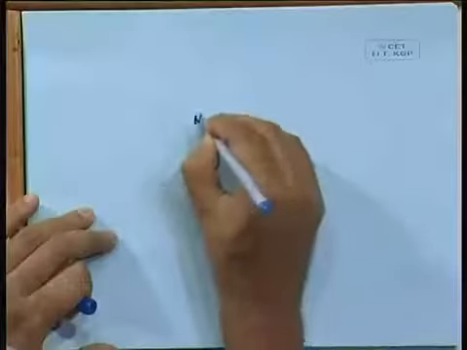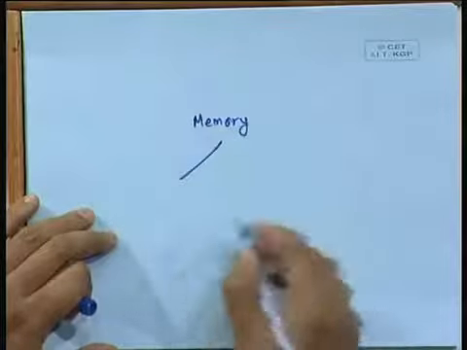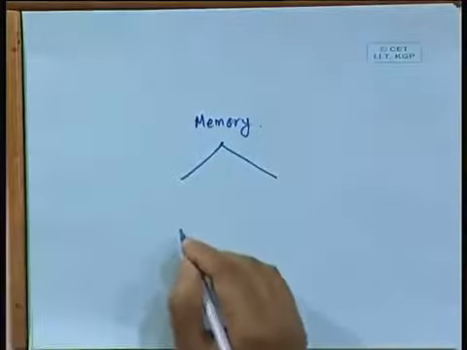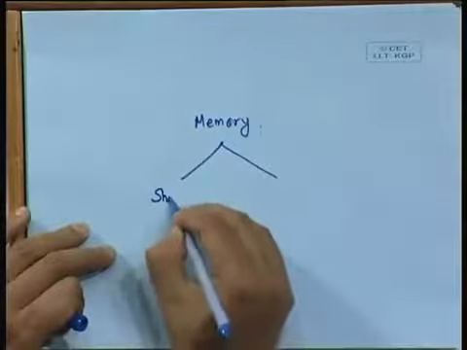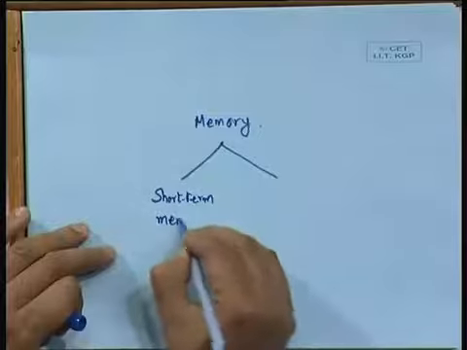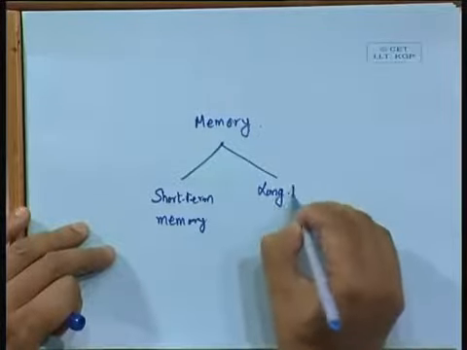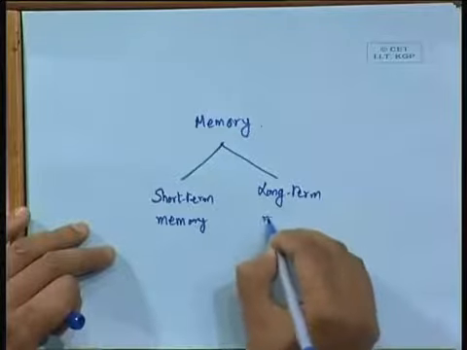Now let us see what kind of memories we have, especially the memory of our brain. It is seen that the memory that we use can be divided into two broad classes. One is short term memory, and the other is long term memory.